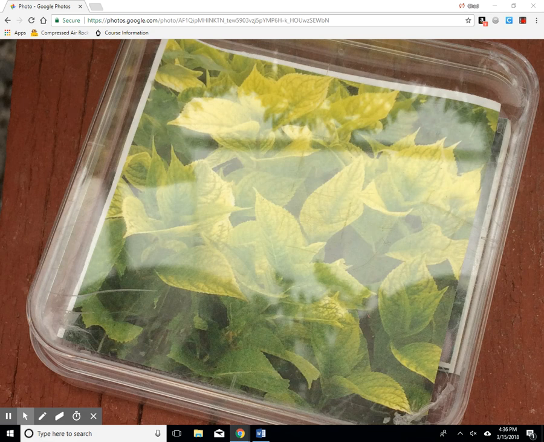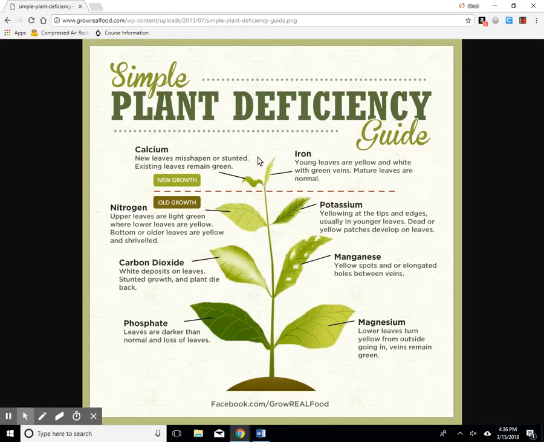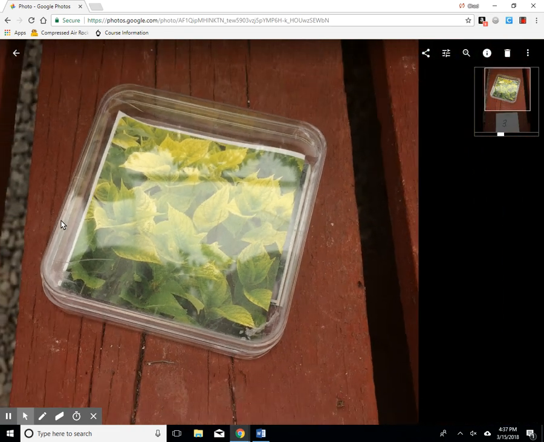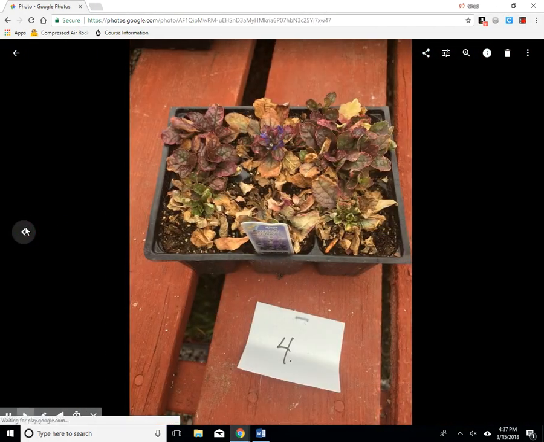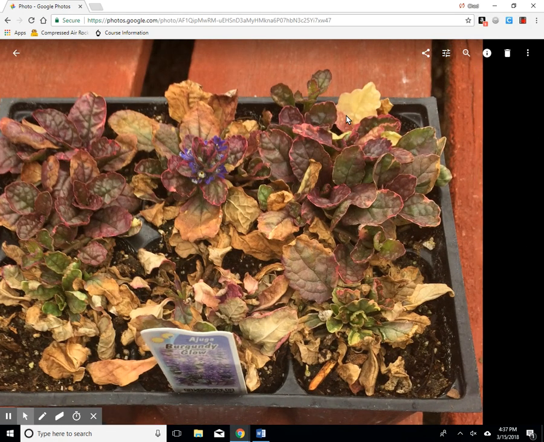Nitrogen: upper leaves are light green, where lower leaves are yellow. Bottom and lower leaves are yellow and shriveled. Or iron, where young leaves are yellow and white with green veins, and mature leaves are normal. This is an iron deficiency in there. So, I'm not sure on this one.